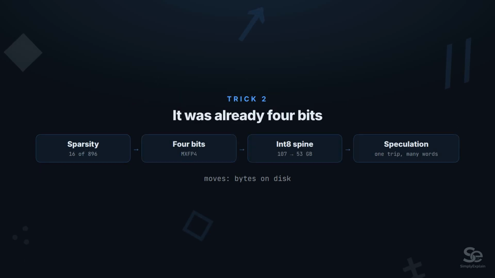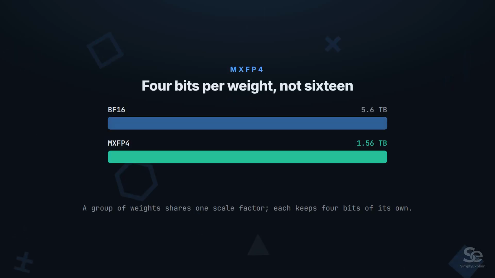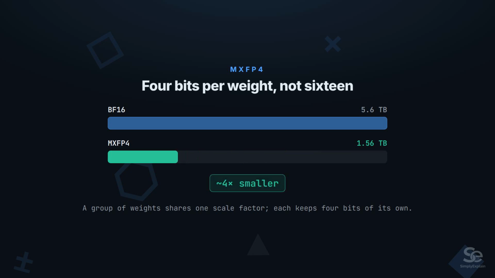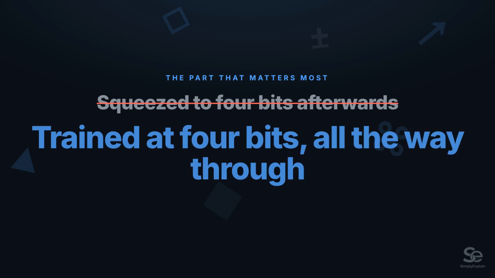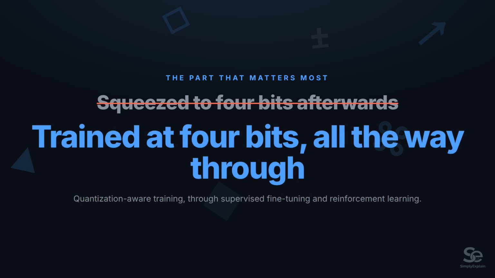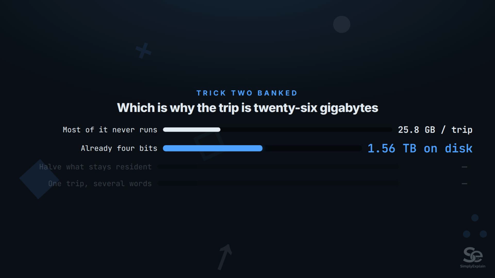Trick 2. Why is a 2.8 trillion parameter model only 1.5 terabytes? At the precision most models ship in, it would be about 5.6 terabytes. K3 ships in a 4-bit format instead. And here's the part I think matters most. Moonshot did not squeeze it down afterwards. They trained it that way. Quantization-aware training all the way through. Which is why the trip is 25 gigabytes and not 100.